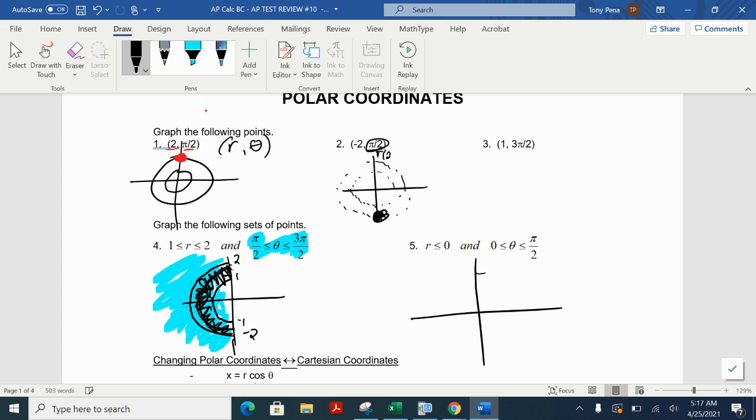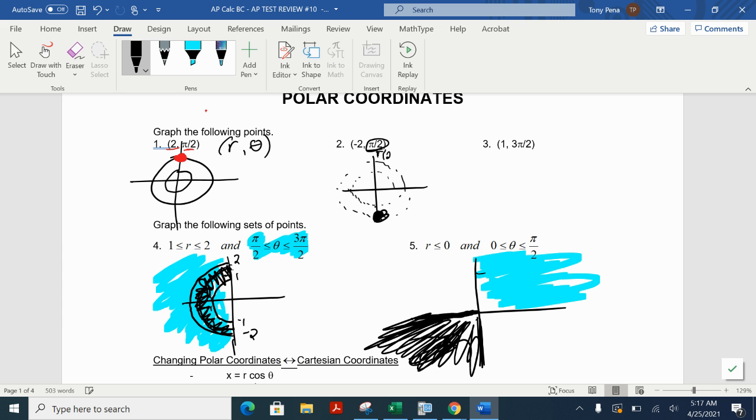All right, and then this one, you're just looking between 0 and pi over 2. So these are these angles. And then we want all r's that are negative. So if I'm looking at pi over 2 and I want all r's that are negative, I want all of these. If I'm looking at angle 0, but I want to go backwards. So what this ultimately ends up with is pretty much anything in the third quadrant would end up being our answer. So that's how we plot them.